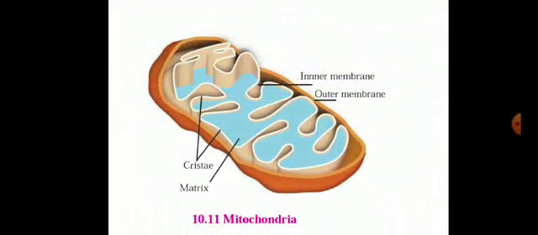With the help of enzymes, oxidation of carbohydrates and fats takes place and energy is released. The released energy is stored in the form of ATP, adenosine triphosphate.